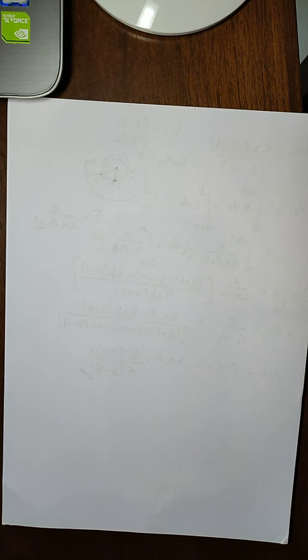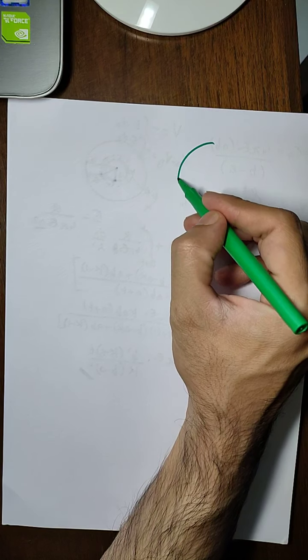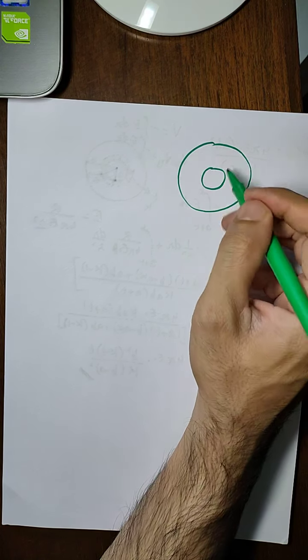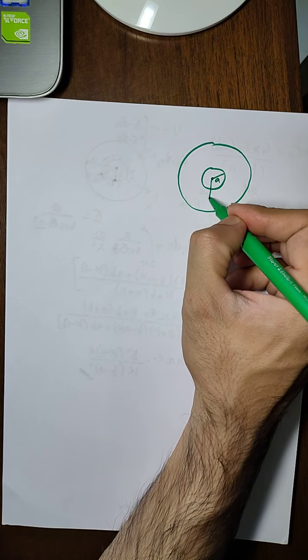Let us do another solved example. In this, we are given a capacitor in the form of two concentric spherical conducting shells. Just like the previous question, we have two concentric conducting shells. The inner shell is of radius A and the outer shell is of radius B.